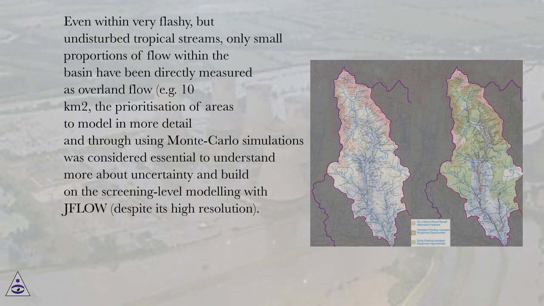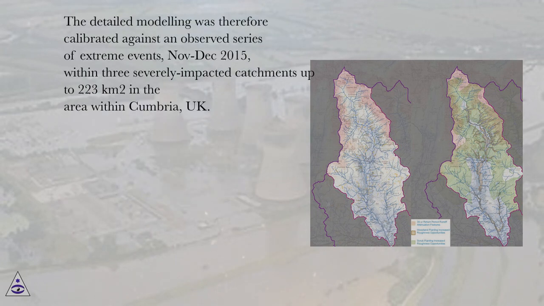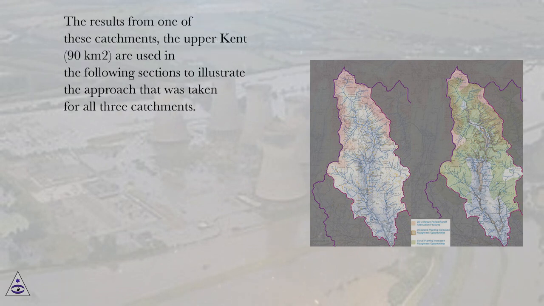The prioritization of areas to model in more detail, and the use of Monte Carlo simulations, was considered essential to understand more about uncertainty and build on the screening level modeling with flow, despite its high resolution. The detailed modeling was therefore calibrated against an observed series of extreme events, November-December 2015, within 3 severely impacted catchments up to 223 square kilometers in area within Cumbria, UK. The results from one of these catchments, the Upper Kent, 90 square kilometers, are used in the following sections to illustrate the approach that was taken for all 3 catchments.